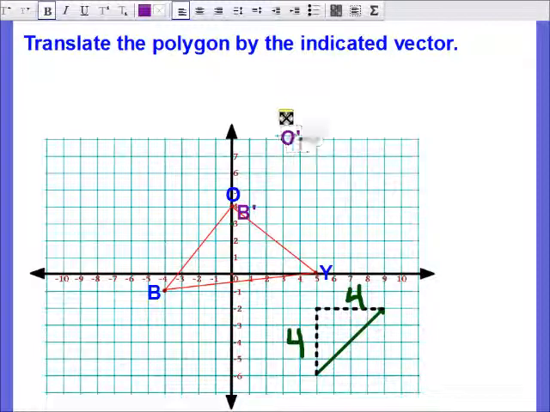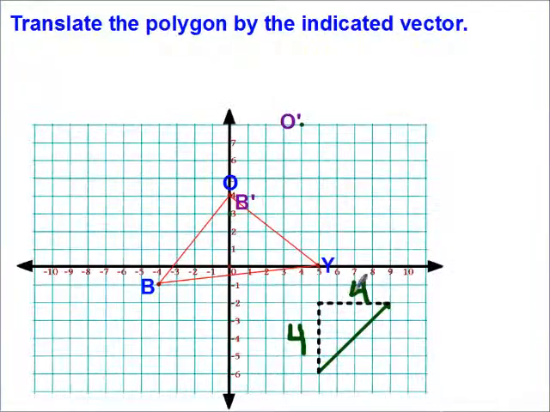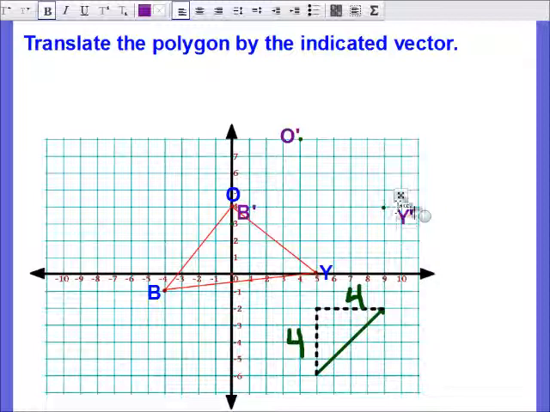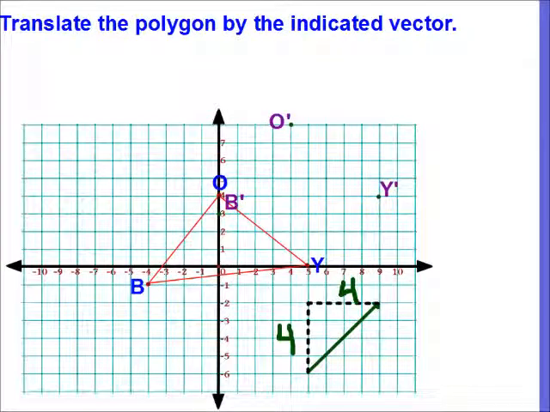And the last one would be Y, so go to Y, go up 1, 2, 3, 4, to the right 1, 2, 3, 4, and that will be Y prime. And the last thing I do is I connect those 3 points with my segments to create the translated triangle. That would be my image.